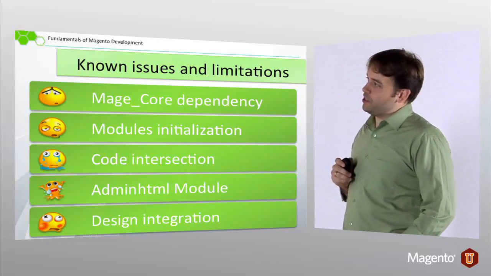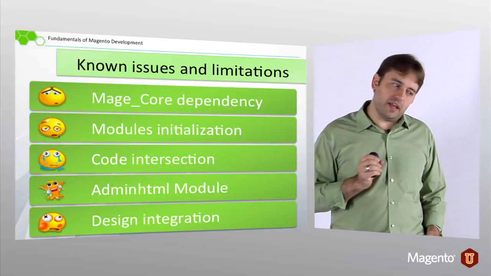Another thing, code intersection. This is basically when two pieces of code in different modules do the same thing. But you could also say it's when two modules know about each other. I think both of those apply here. Two different meanings, but both of them apply.